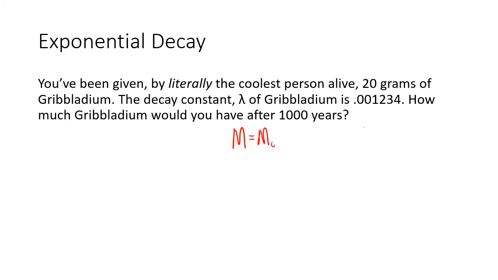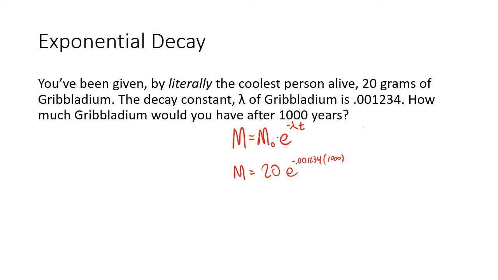M equals m naught times e, because this is a natural decay, so we're going to use e, and it's going to be to the negative lambda t. So since I have a negative exponent here now, I will have decay. So let's plug these numbers in. I want to know m after 1,000 years. So the initial amount was 20 grams times e to the negative 0.001234, and that's then times 1,000. Okay, so what is that?